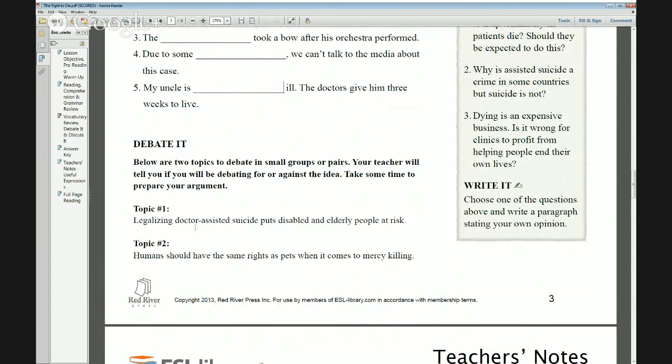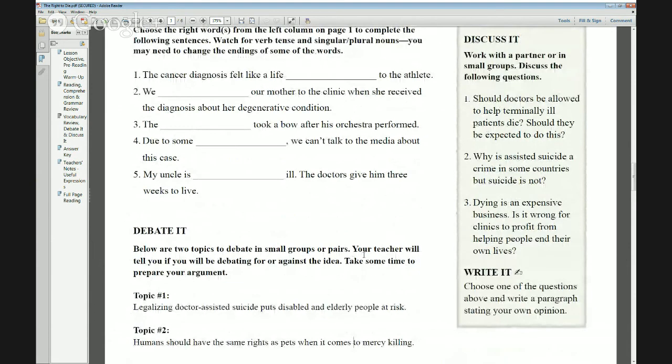Some of the questions on the right are also quite interesting for discussion. Should doctors be allowed to help terminally ill patients die? Should they be expected to do this? Or why is assisted suicide a crime in some countries, but suicide is not? Interesting question. And the third one, dying is an expensive business. Is it wrong for clinics to profit from helping people end their own lives? I wish we had students in here to discuss this.